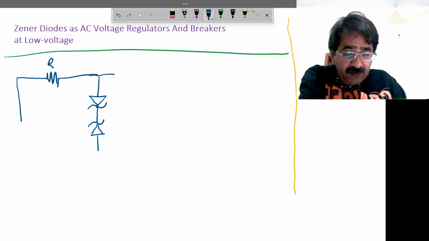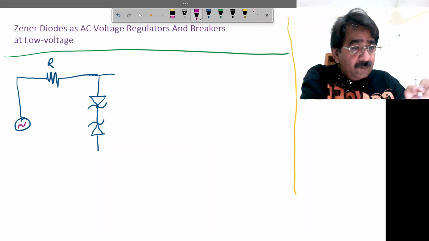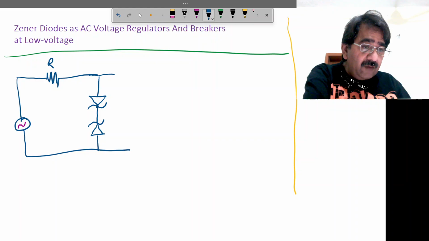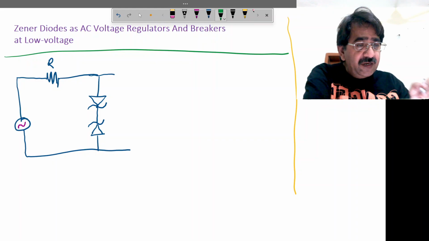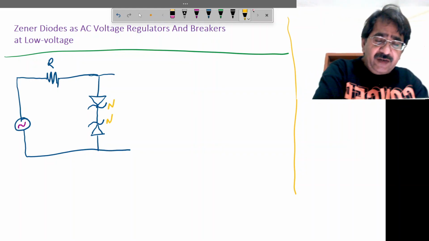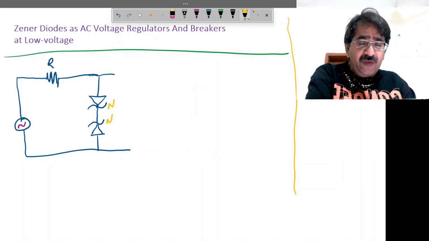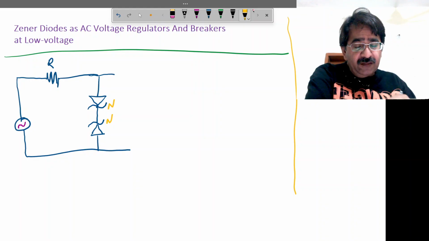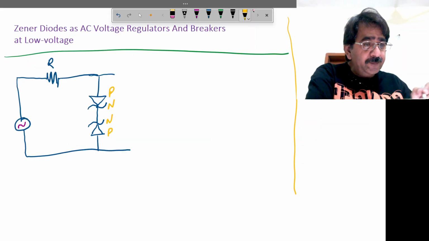The input is AC voltage. So two diodes of the same kind are connected in such a way that both N parts of the diodes must face each other. You may also connect them in such a way that both P parts face each other. But this time, I'm using the N parts of the two Zener diodes facing each other. So they will be connected in this way.